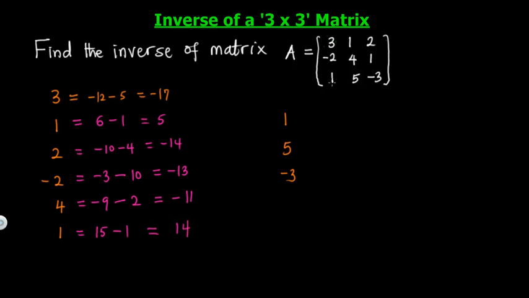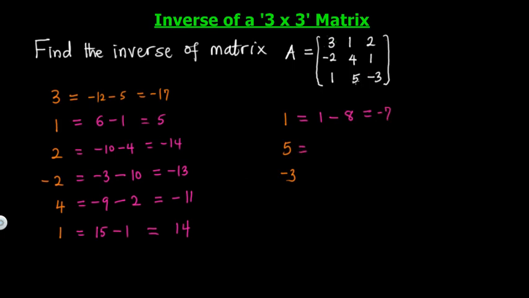We do the same thing here. Close this row, close this column. We have 1 minus 8. That gives us minus 7.